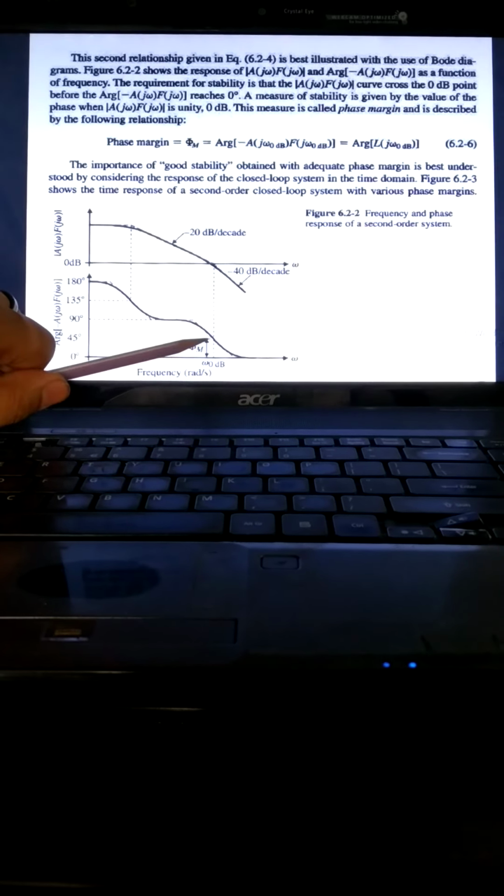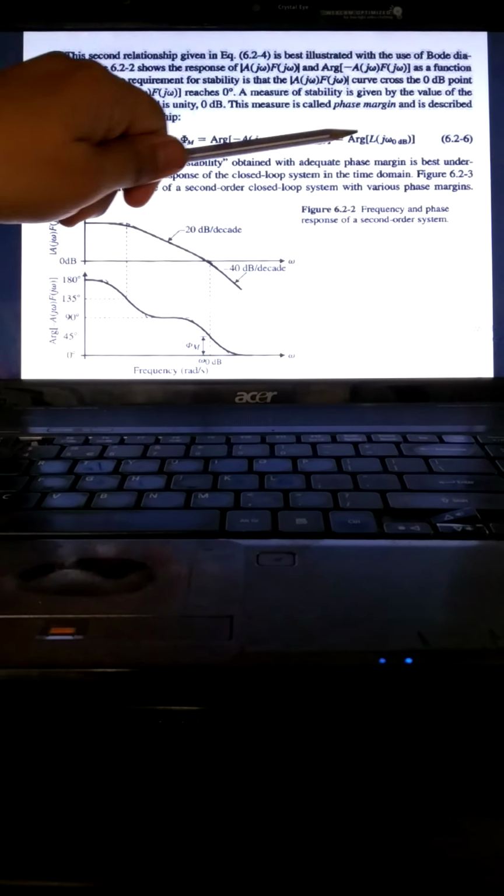And obviously if we see the angular frequency, whenever the magnitude plot touches zero, the phase plot is not touching zero. So from that, whenever the magnitude touches zero at pole 2, whatever phase there is at that point is called the phase margin.